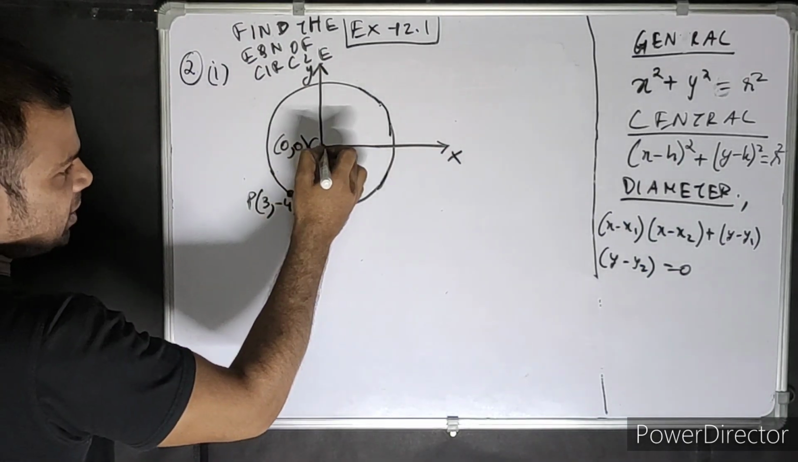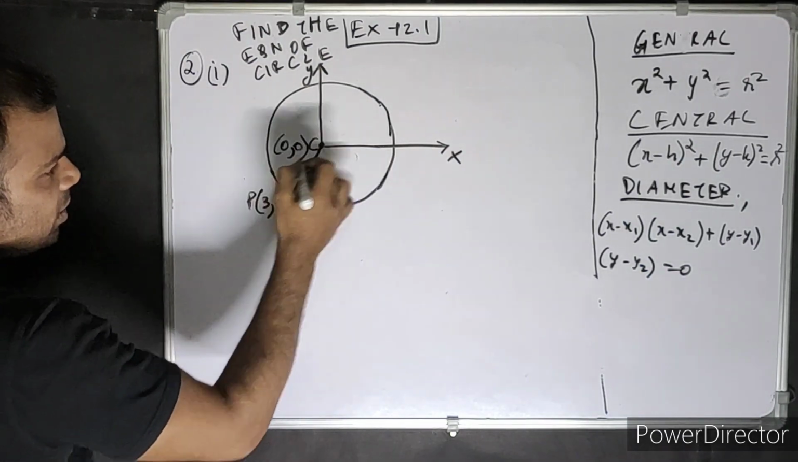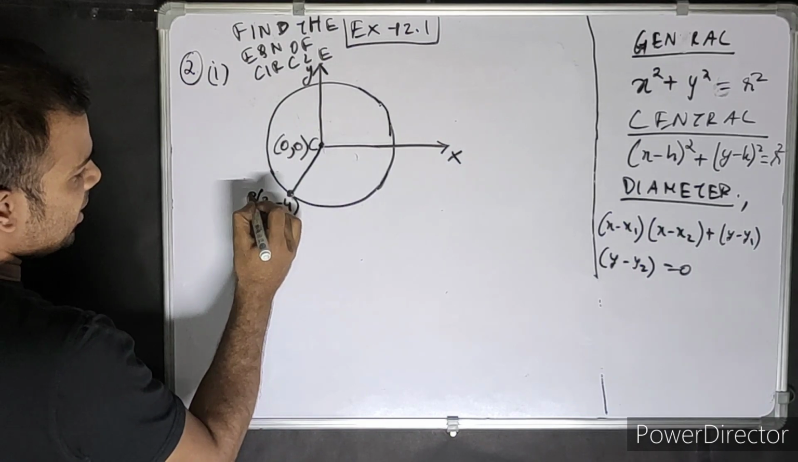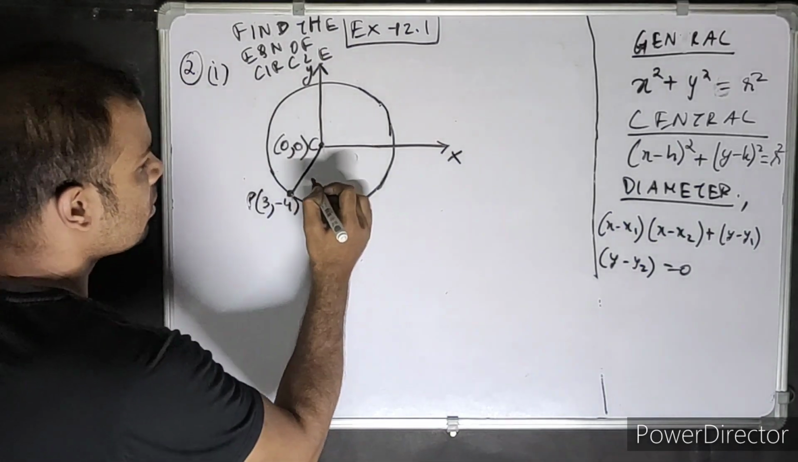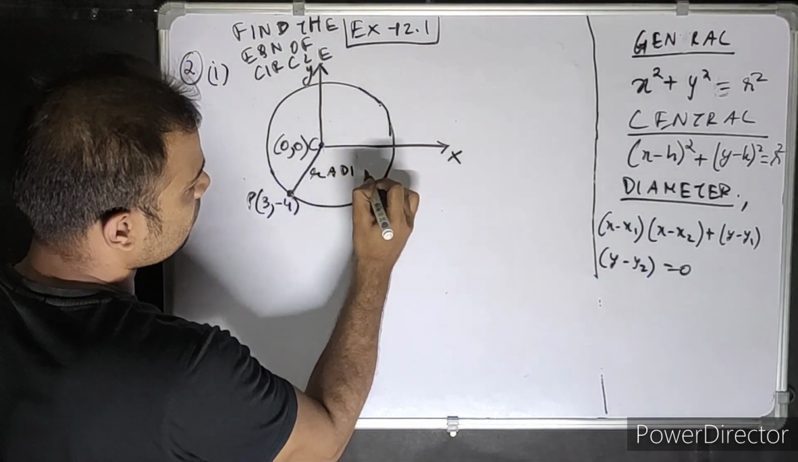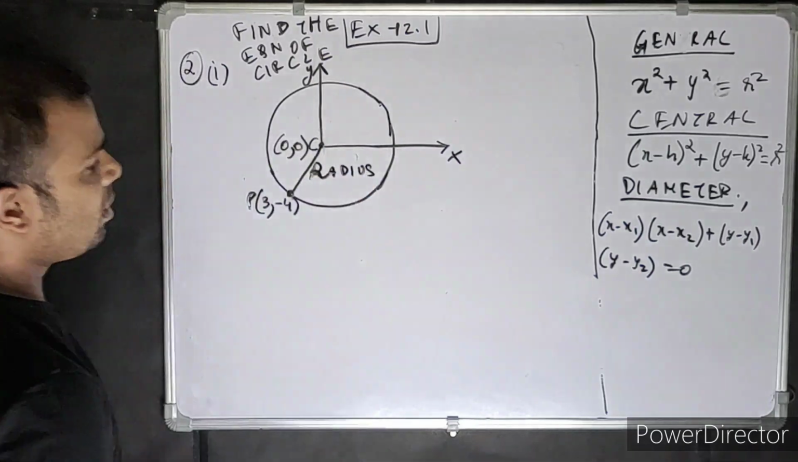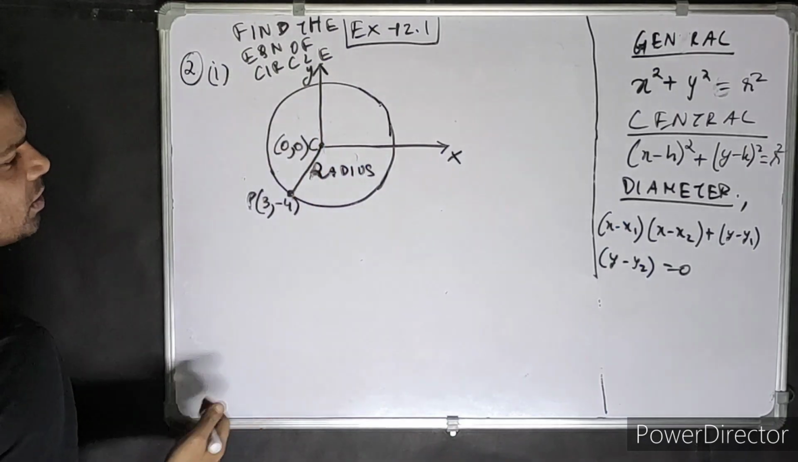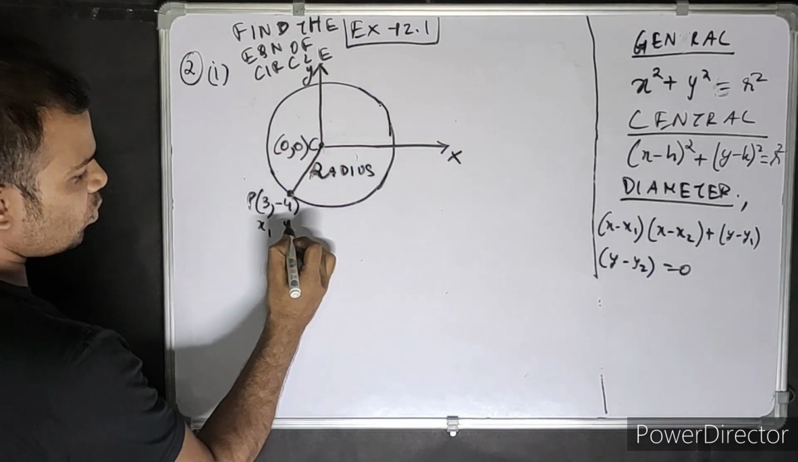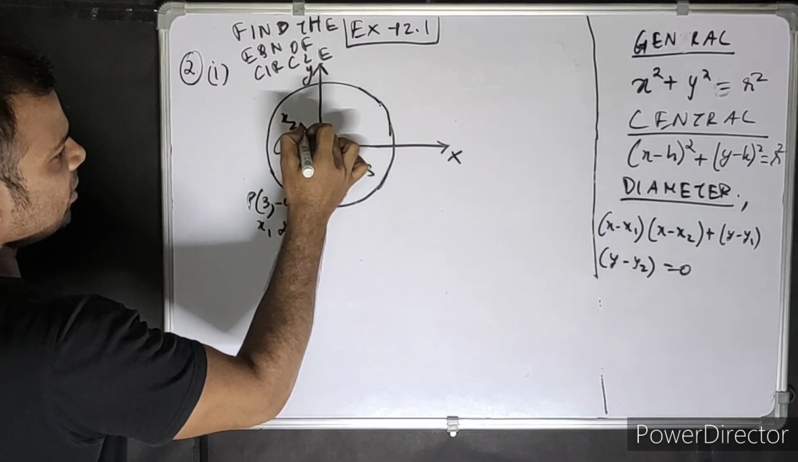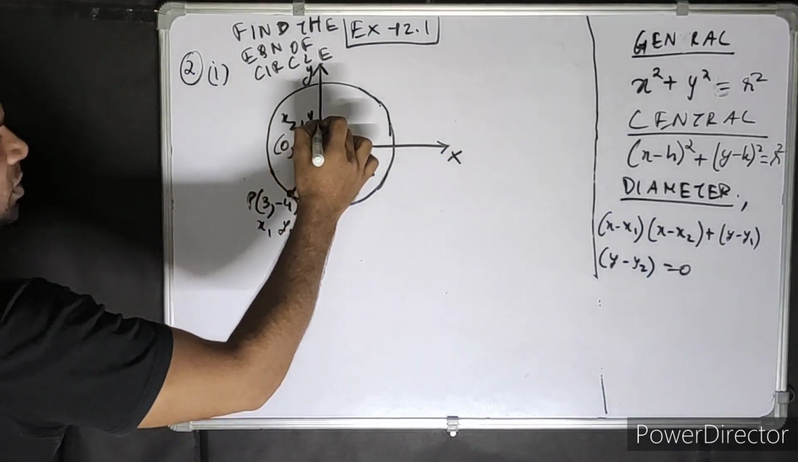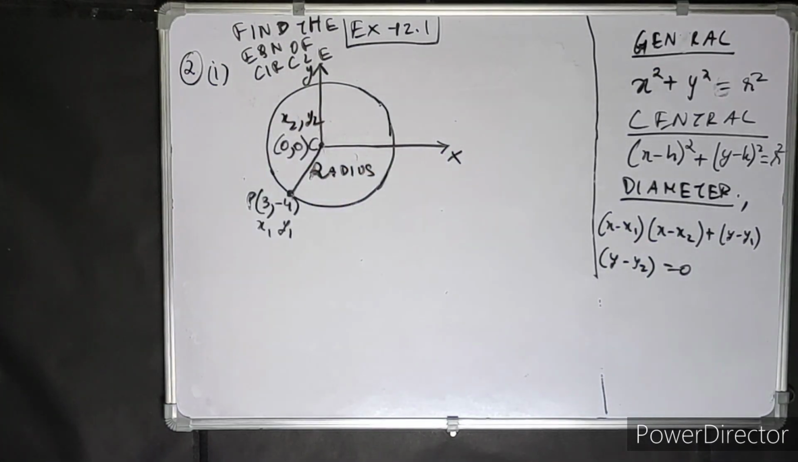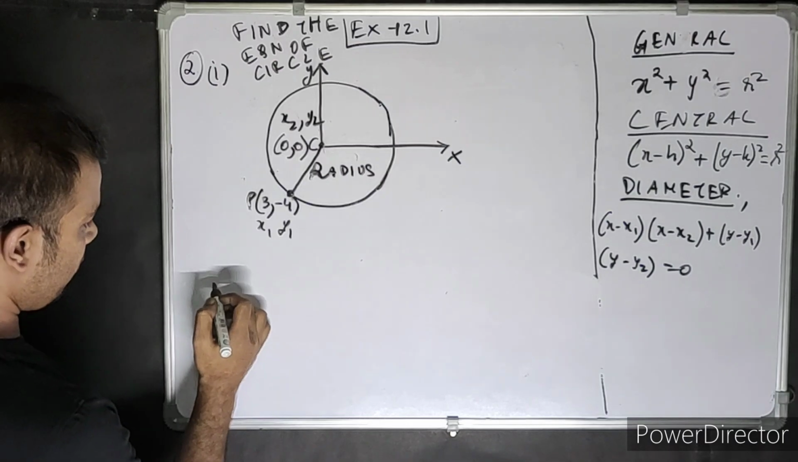Now if you see from the center till here is the radius, right? CP is the radius. Now what to do? How to find the radius? Simple distance formula. This is x1, this is y1, this is x2, this is y2. Those of you who have studied straight line, you know what to do. So distance and section formula, I'm sorry.